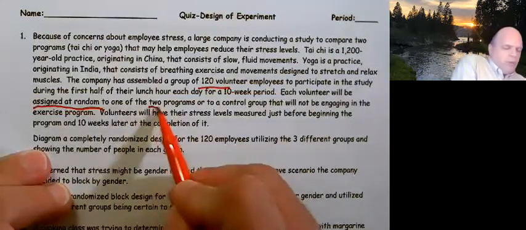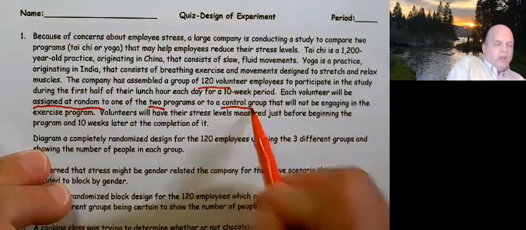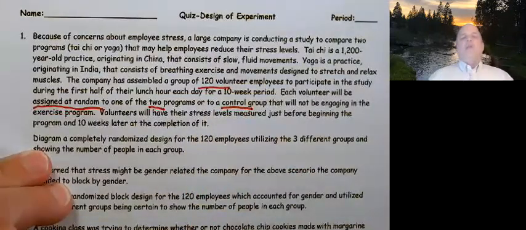So this means we have two groups plus one, so we have a total of three groups. We're going to have Tai Chi and yoga, and then we're going to have a control group that will not be engaging in any exercise program. So the control group is acting as a baseline.